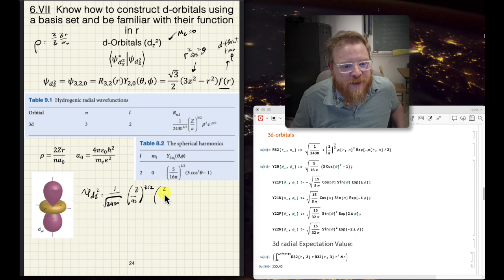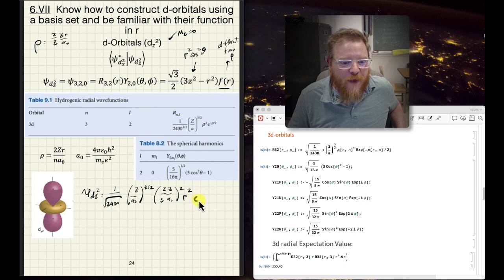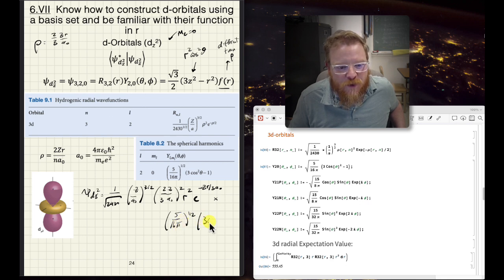So I'm just going to note that that's 2 over 3 times Z over a naught, and I'm going to square that, and I'm going to write out separately an r squared. And then now that's e to the negative rho divided by 2. So that's just going to become negative Zr over 3 a naught. So the 2 canceled with the 2 up there. And then finally, that's times the Y l ml. So now that's times all of those constants, 5 over 16 pi to the 1/2, times 3 cosine squared theta minus 1.